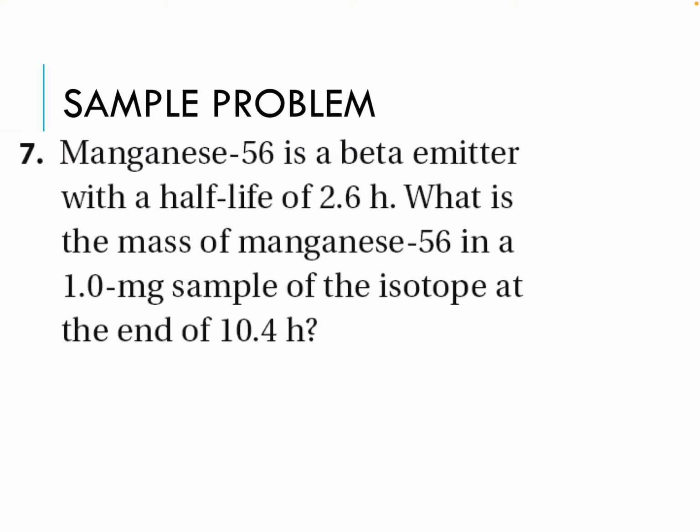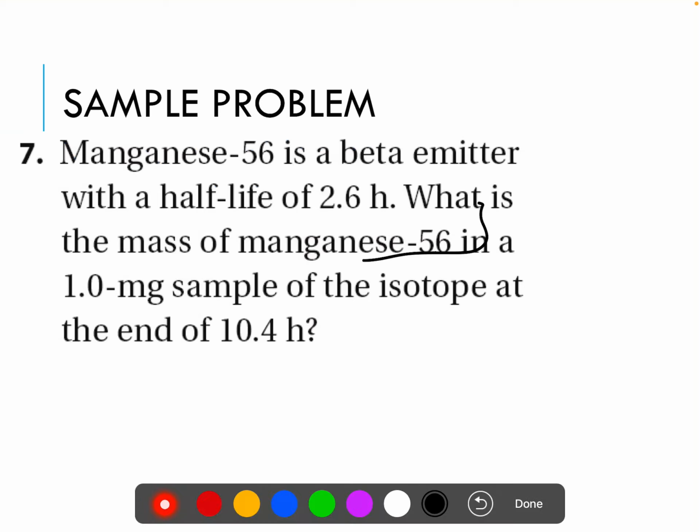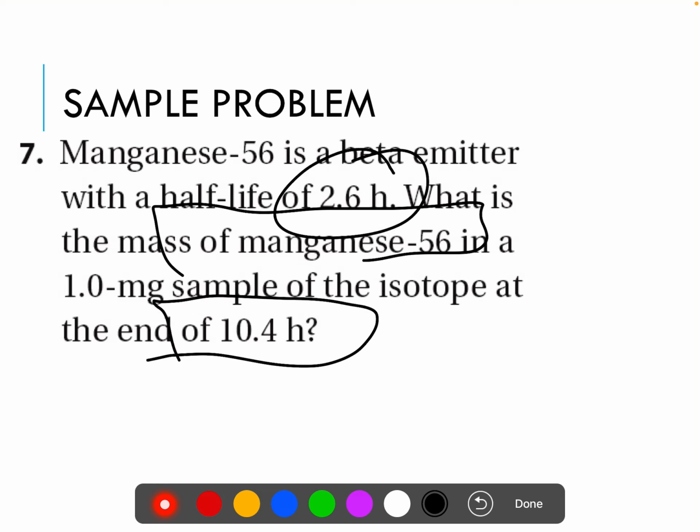Ask me some questions. Well, why don't we go ahead and do this one too? What's the mass of manganese-56 in a 1 milligram sample of the isotope at the end of 10.4 hours if the half-life is 2.6 hours? Well, to find out how many half-lives there were, you take 10.4 divided by 2.6, which means there are 4 half-lives.